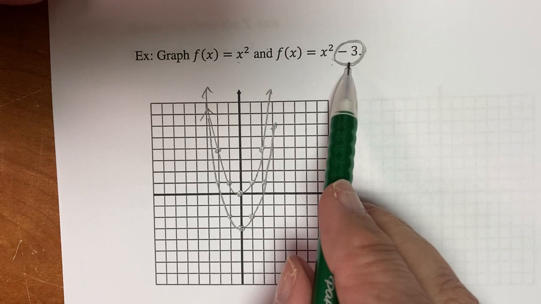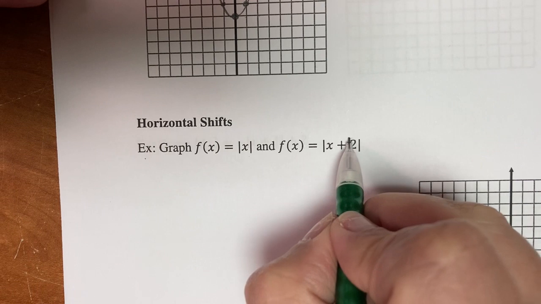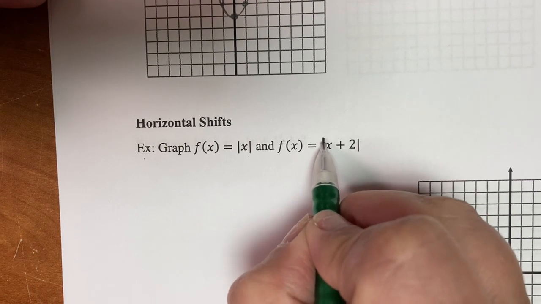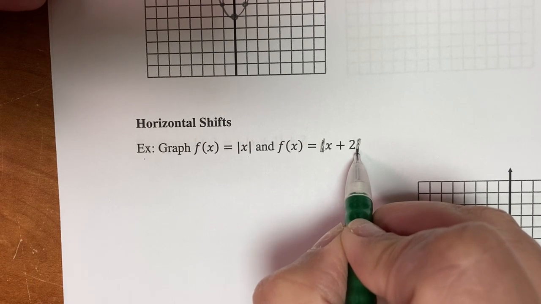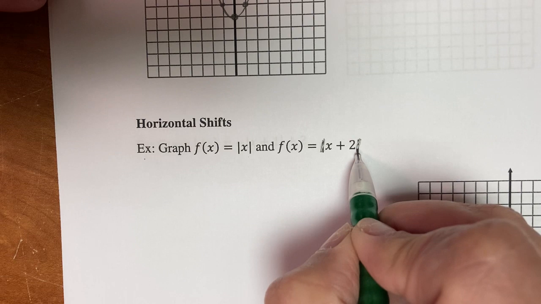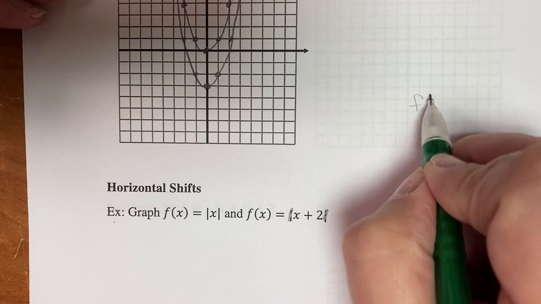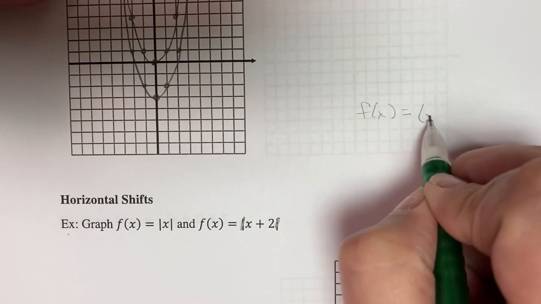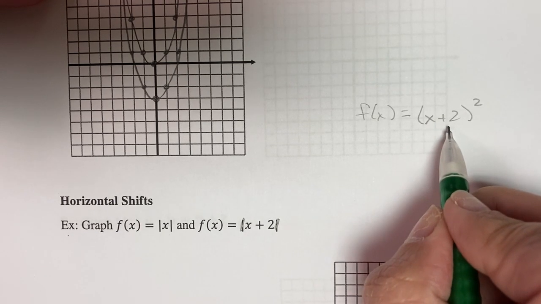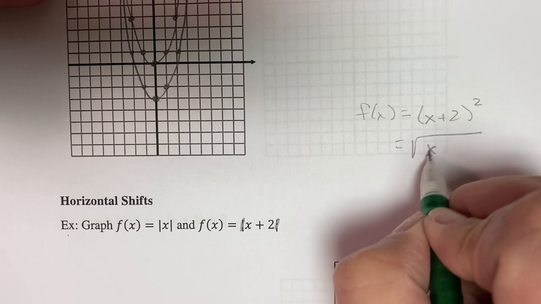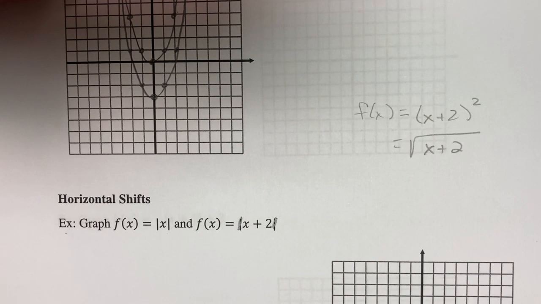So vertical shifts are at the end. Let's talk about horizontal shifts. See how this is inside the operation, which in this case is an absolute value? That means it's a horizontal shift, if it's inside. Another example, I'm just going to use this as scrap, but if I had f of x equals x plus 2 quantity squared, that would be a horizontal shift. If I had the square root of x plus 2, that would be a horizontal shift because it's inside the operation.